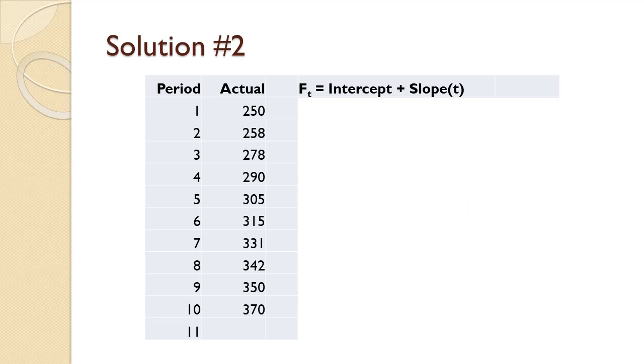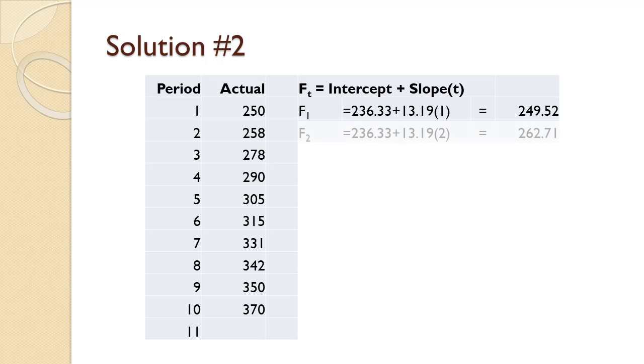As we've said before, the forecast for any period is just the intercept plus the slope times the period number. F1 equals 236.33 plus 13.19 times 1 equals 249.52. F2 equals 236.33 plus 13.19 times 2 equals 262.71.